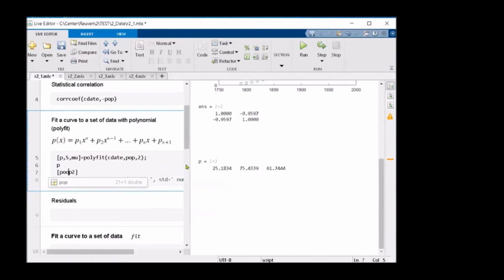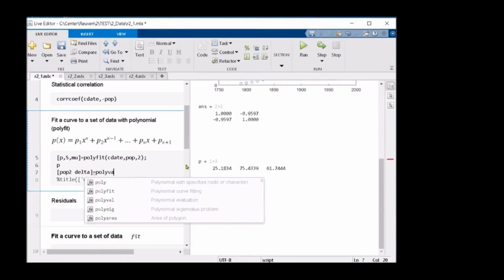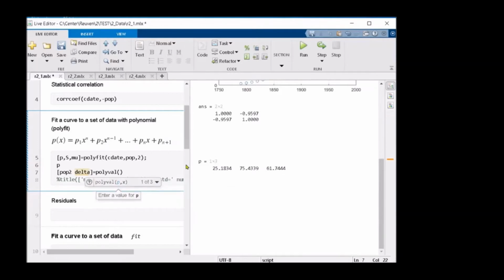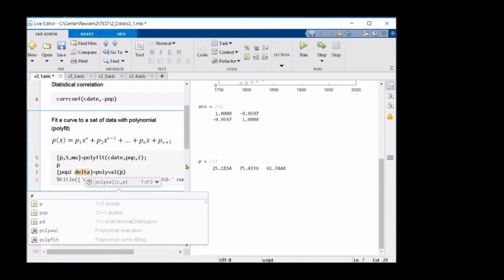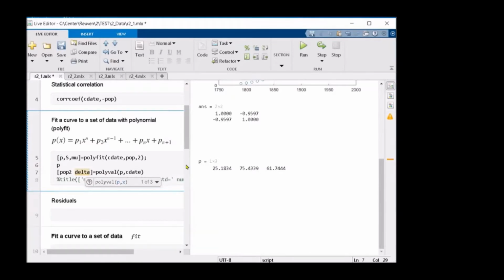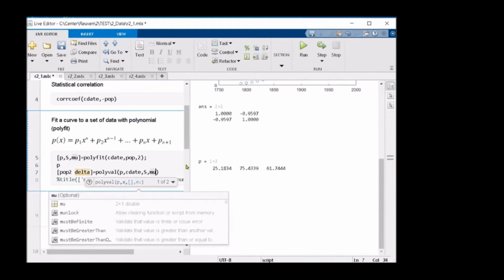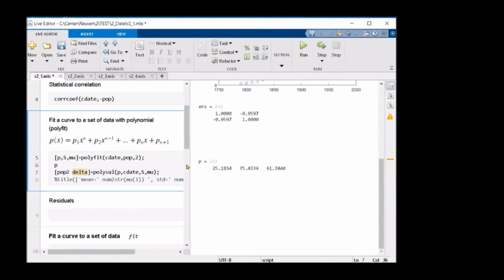Let's do it. For example, it will be a second population, a new one, and delta, also we will see what it means. Delta equal to polyval. Now, this is our polynomial that we already have. This is our argument, C date, and also our model and mu.